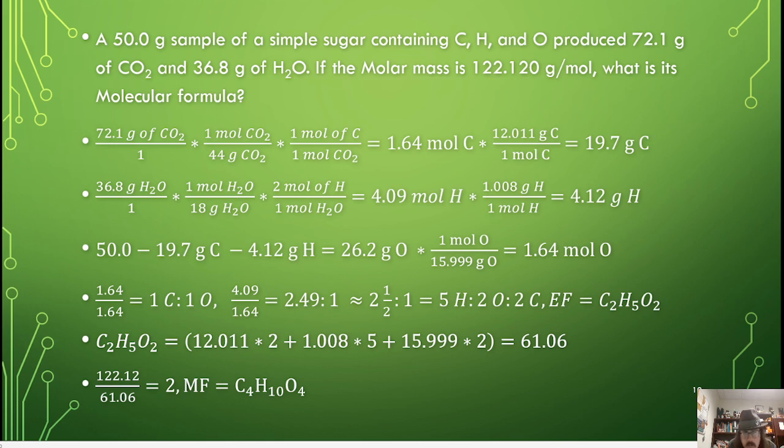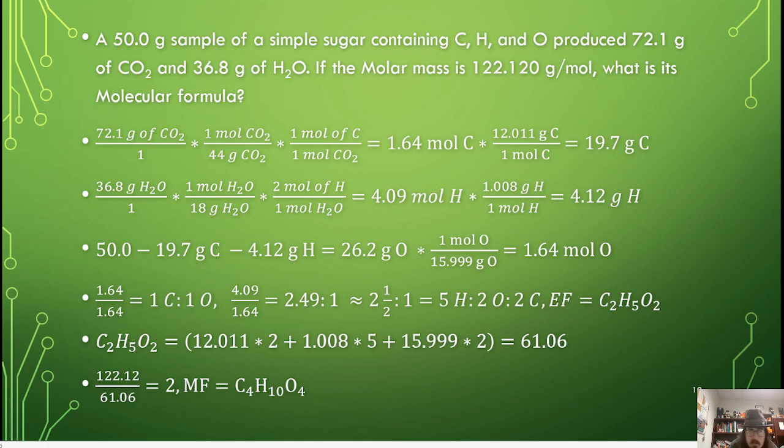So what is the simple whole number ratio between these guys? Well, carbon 1.64 and 1.64 is a 1-to-1. 4.09 and 1.64 is about 2.5 to 1, which is 5 to 2. So if it's a 5 to 2, it has to be a 2 to 5 to 2 ratio, or C2H5O2.